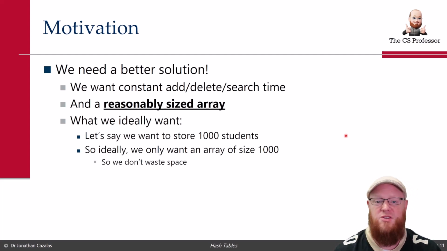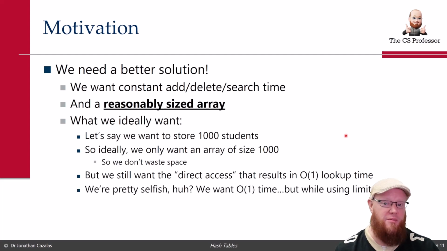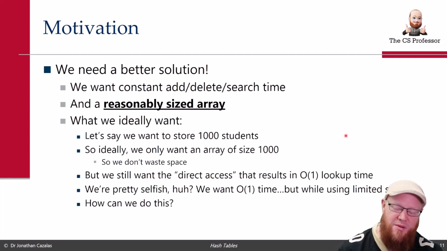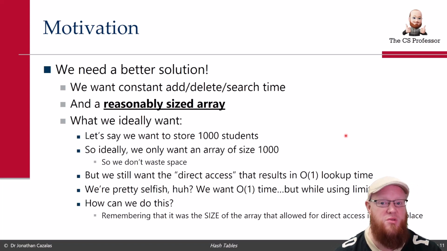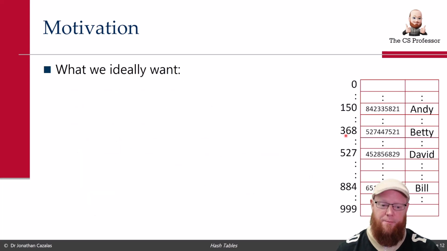We don't want to waste all of that extra space, but we still want that direct access that gave us this O of 1 lookup time. So I see here we're pretty selfish, right? We want O of 1 time, we want limited space. How can we do that knowing that it was that huge amount of space that really facilitated this direct access, because now everyone had their guaranteed unique spot in the array.